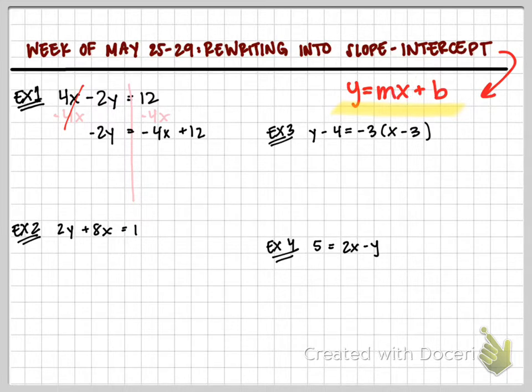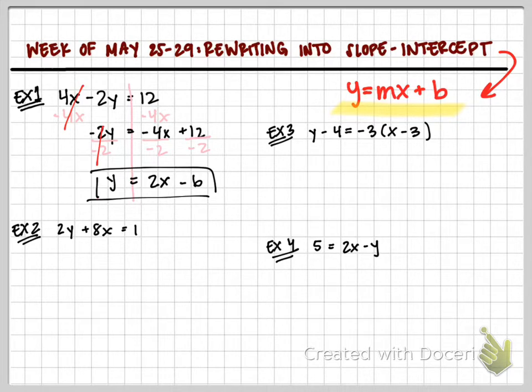All right, and the last step, if I want y by itself, there's a negative 2 being multiplied by it. So I need to do the opposite, which is divide. Whatever I do to one side, I do to the other side. So I'll divide everything by negative 2. I know that these will cancel out. And I'm left with y equals negative 4 divided by negative 2 is positive 2. Don't forget the x. And then 12 divided by negative 2 is negative 6. And that is in slope-intercept form, y equals 2x minus 6. Y equals mx plus b.